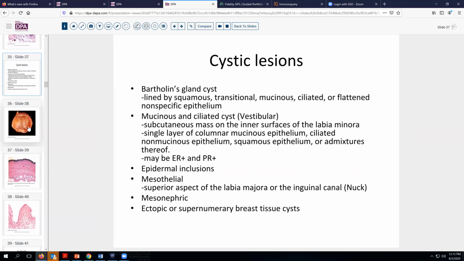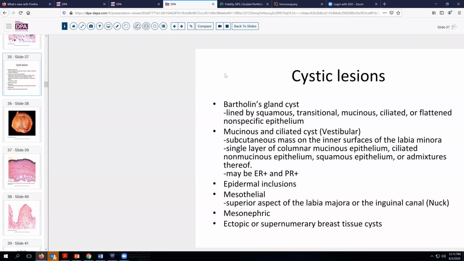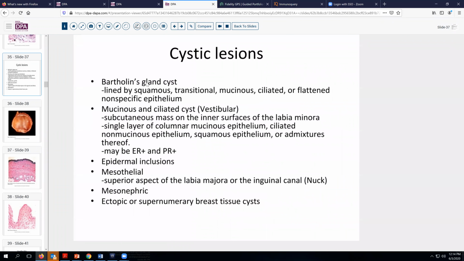Now, there are several cystic lesions that present in the vulva. These are lesions that can oftentimes be diagnosed clinically as Bartholin gland cyst, fairly frequently developed.